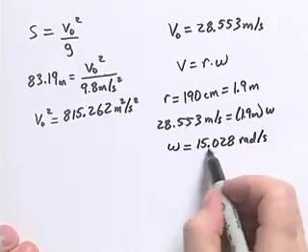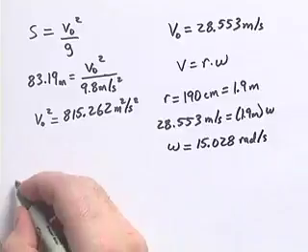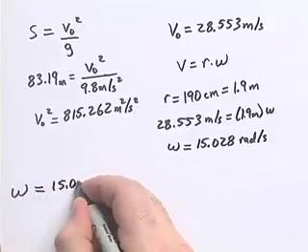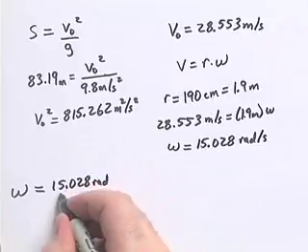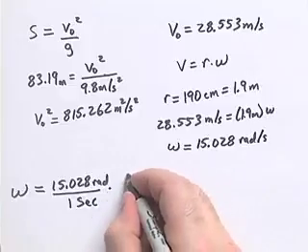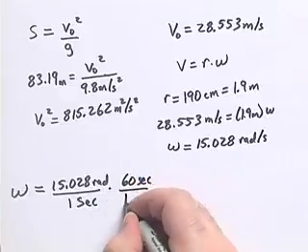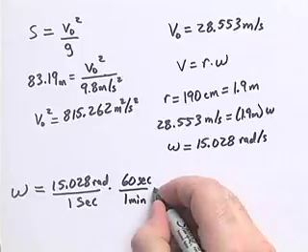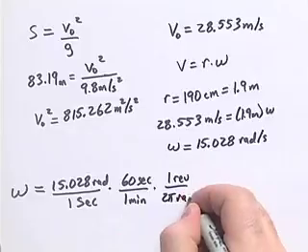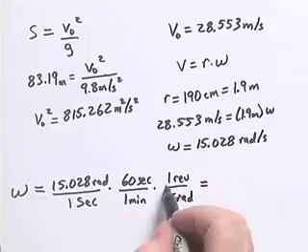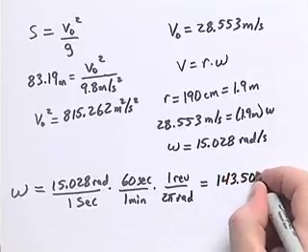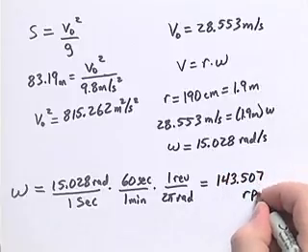some dimensional analysis and change our units for omega. So we'll get omega is equal to 15.028 radians per second times 60 seconds in 1 minute times 1 revolution for every 2 pi radians. If we multiply this out, we'll get that omega is equal to 143.507 revolutions per minute.